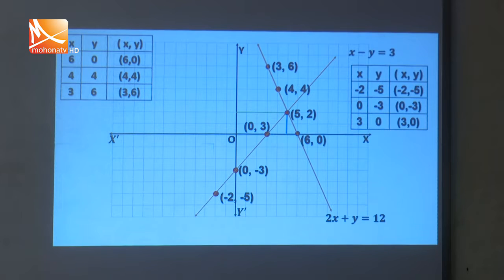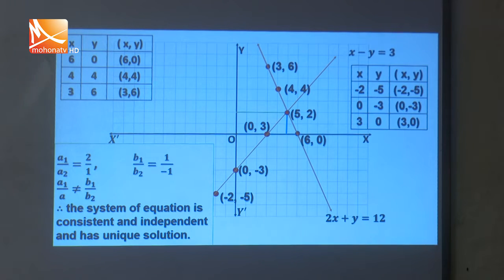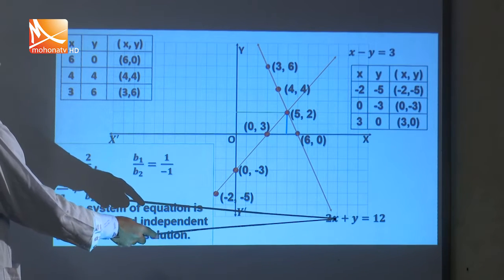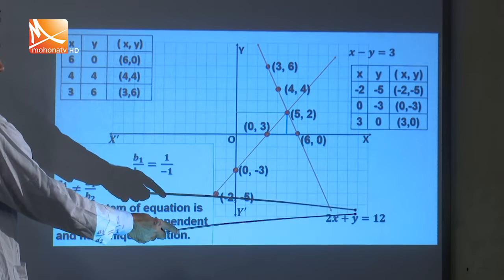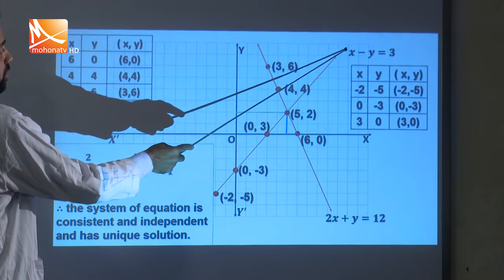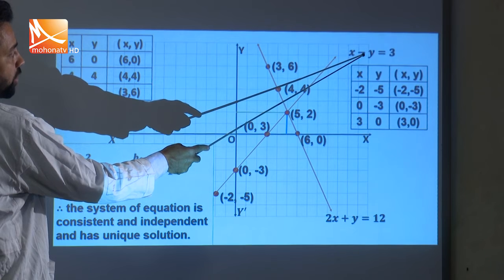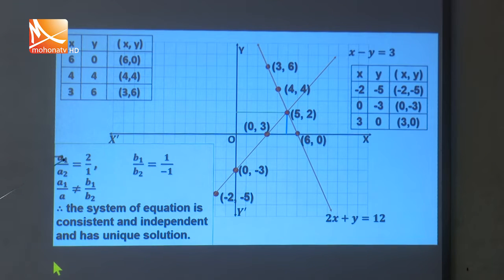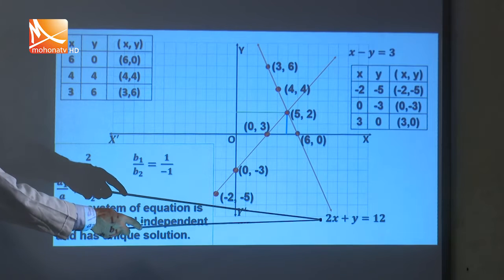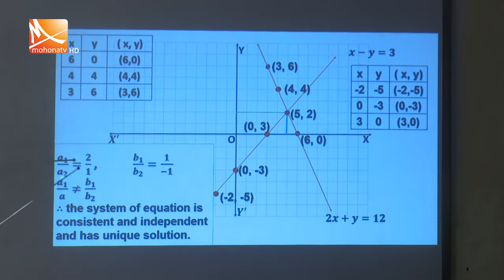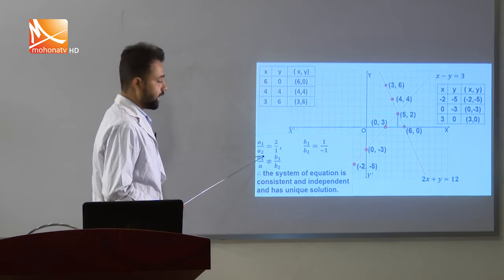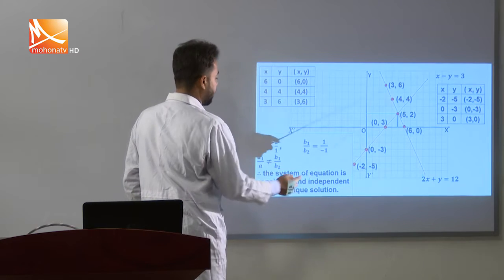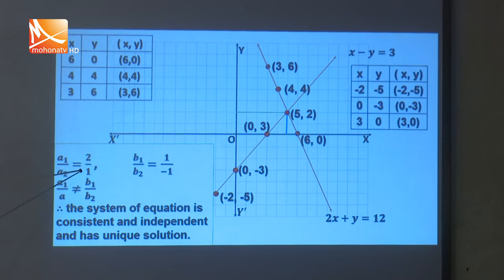Okay, students, so we can take a decision here. If you observe carefully, here in 2x + y = 12, the coefficient of x is 2 and the coefficient of y is 1, and in the equation x - y = 3 the coefficient of x is 1 and the coefficient of y is -1. So, here a1 means the coefficient of x in first equation and a2 means coefficient of x in second equation. So, what is the ratio of a1 to a2? a1 means 2 and a2 means 1. So, the ratio is 2 by 1.